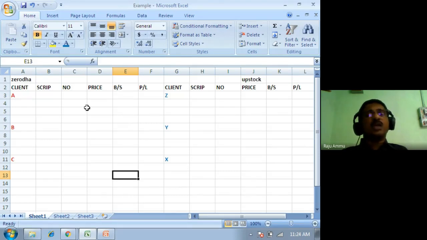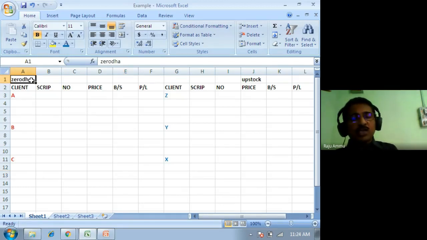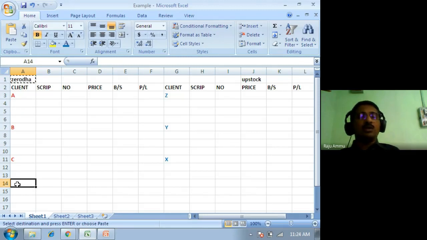Okay, friends. Now, from the broker Zerodha, I have taken clients A, B, and C who are doing intraday along with Zerodha. Along with Zerodha, it also purchases and sells shares. So let me copy here the same organization. That is, he is also a trader, a clearing member. Are you able to understand, friends?